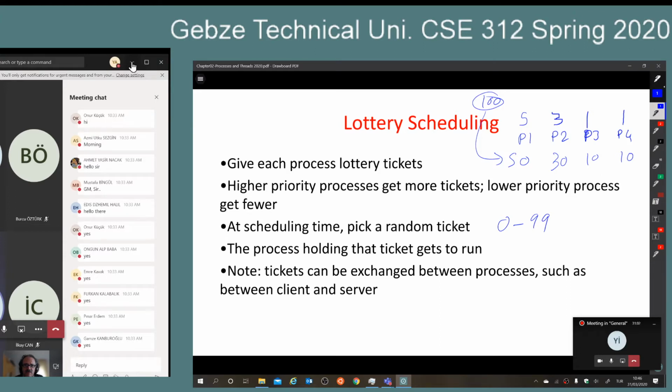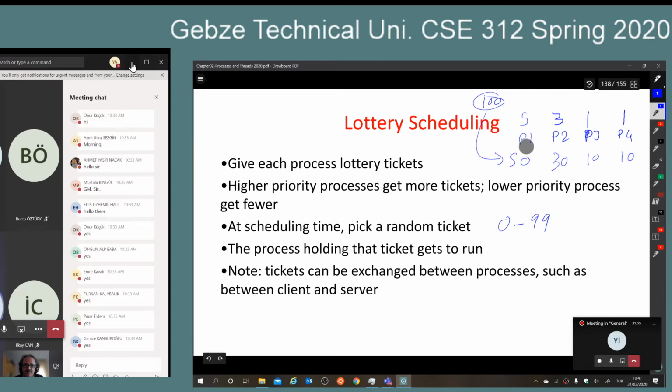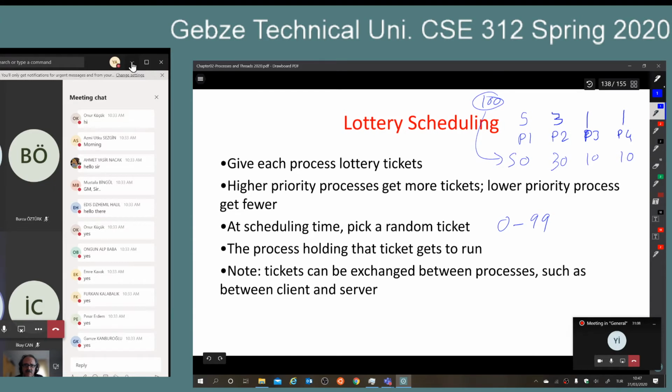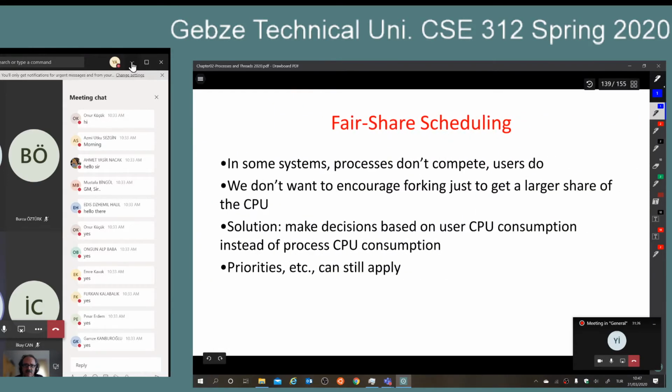And as I said before, this one doesn't say that as long as P1 can run, it will run. It doesn't say that. P1 has the highest chance of getting the CPU. Still, P4 can use the CPU, but it's not going to be as frequent as P1. Okay, good. So let me move on then.